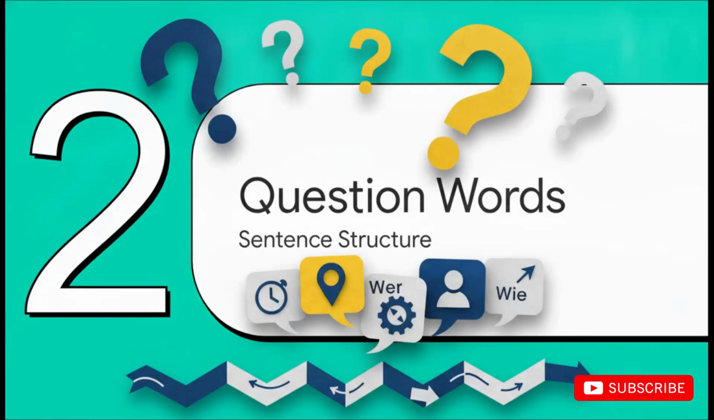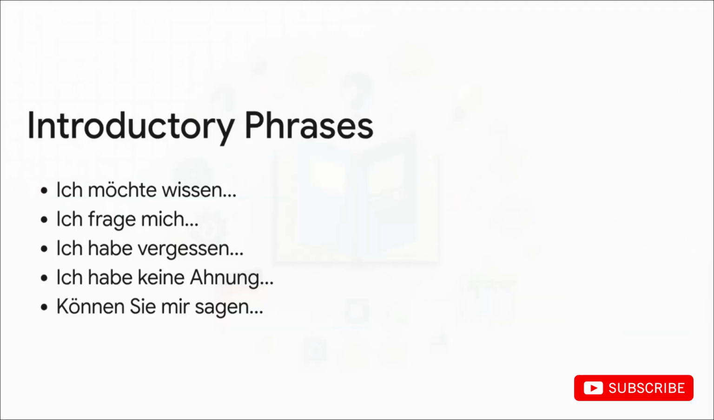Okay, moving right along to Section 2, structuring with question words, or W-Fragen. So how do we actually build this two-part sentence without completely losing our minds over the word order?